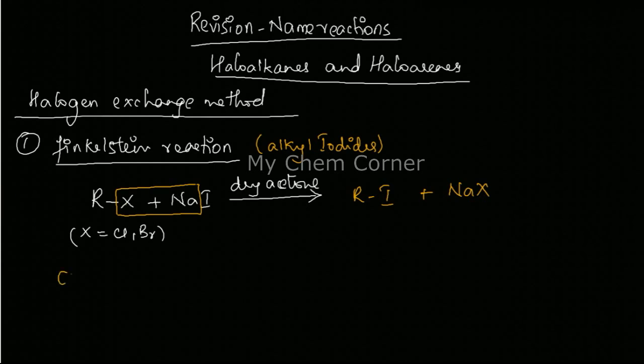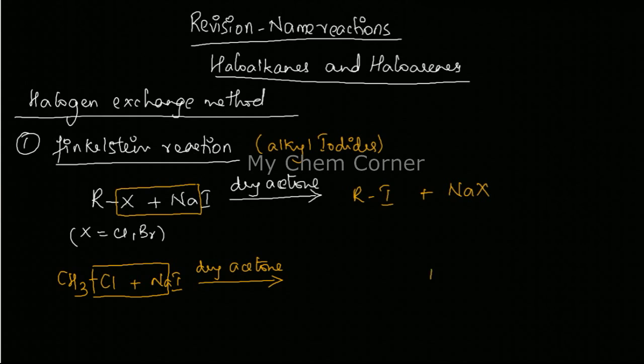Instead of the R group, I'm just giving you a very simple example of CH3, and instead of X, I'm taking Cl plus NaI in the presence of dry acetone. So now what I'm going to do is interchange the halogen. So Cl is going to be of a negative charge. The bond will break here. It will be picked up by sodium. And what is your byproduct? You're going to get NaCl plus CH3 is going to be bonded to I to give methyl iodide. So this is an example of a Finkelstein reaction.